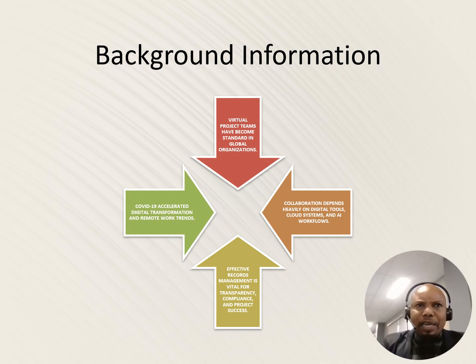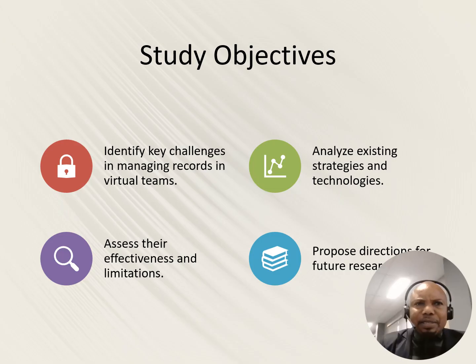Now I want us to look at the study objectives. This study has four main objectives. The first one is to identify key challenges in managing records in virtual teams, and also to analyze existing strategies and technologies that are used in records and information management. The third one is to assess their effectiveness, and we also focus on their limitations. And then we want to propose directions for future research. The study draws insight from literature published between 2021 and 2025, highlighting both emerging trends and persistent issues that people have identified so far.